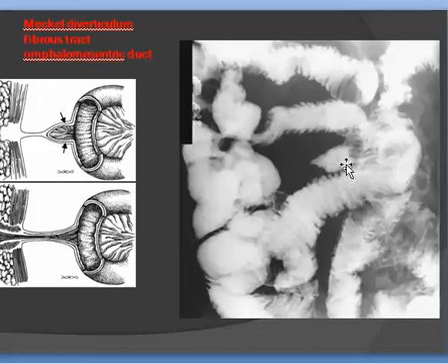This is a blind loop, and this blind loop indicates a Meckel's diverticulum with the fibrous tract or omphalomesenteric duct if there is a patency here. So patent is called omphalomesenteric duct, closed is called fibrous tract, and this is the appearance of the blind loop inside.